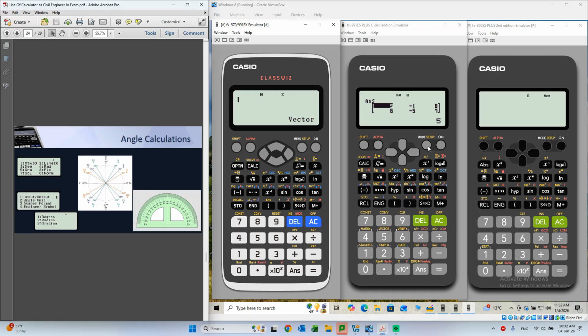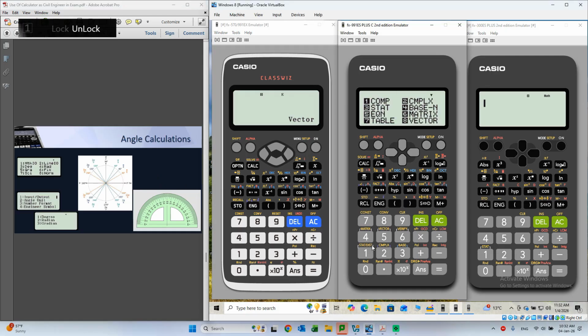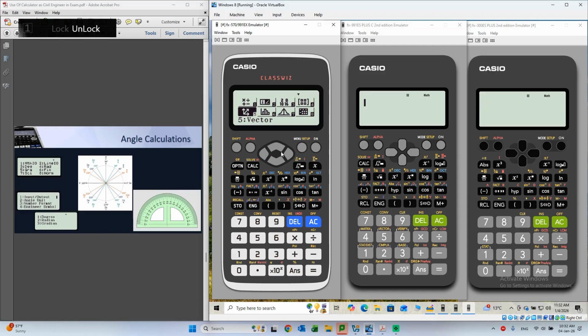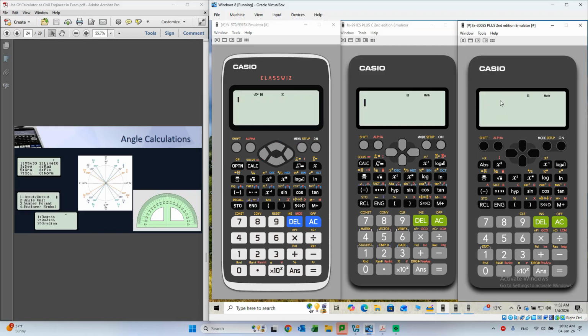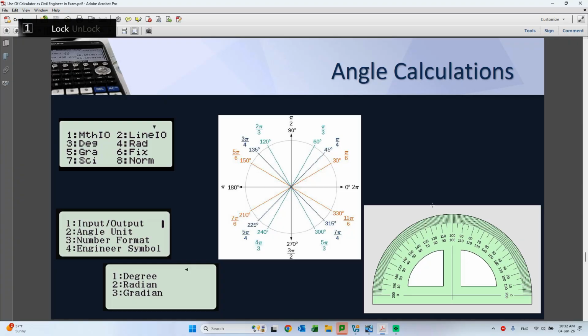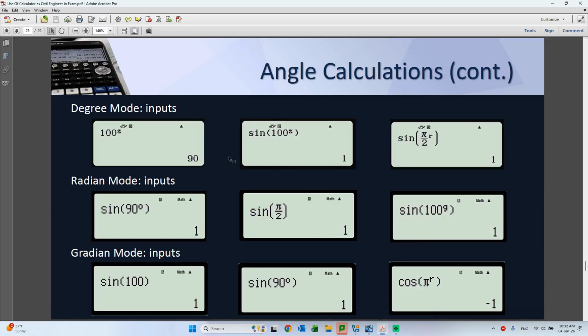Now for the angle calculation, I'll go back to the computation mode, and here I'll go to calculation mode. The same would work with the older version as well. When we're dealing with the angle calculation, I need you to pay attention to the display indicator on the top, so that you know what you're dealing with, whether degree, radian, or gradient. Why is this important? Let's look at some calculations.